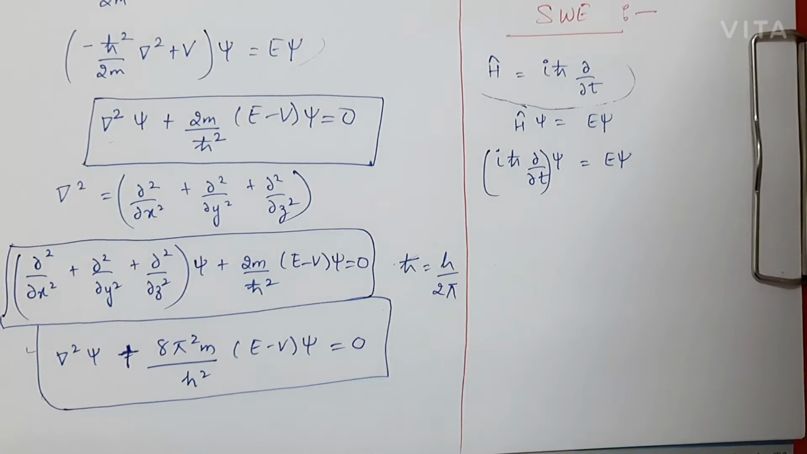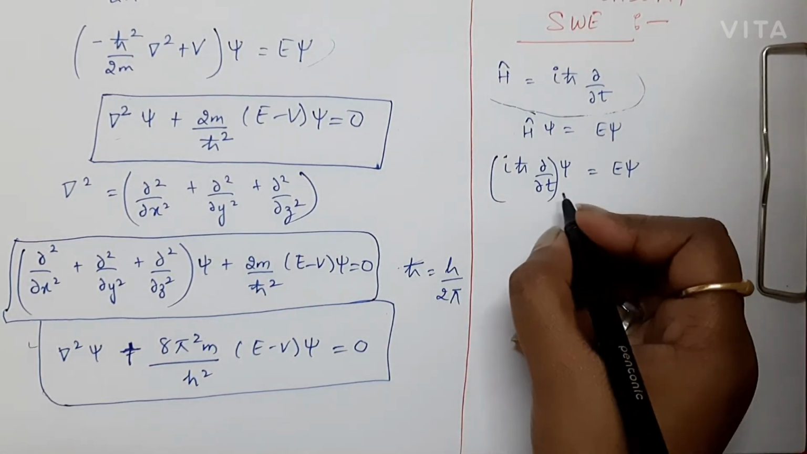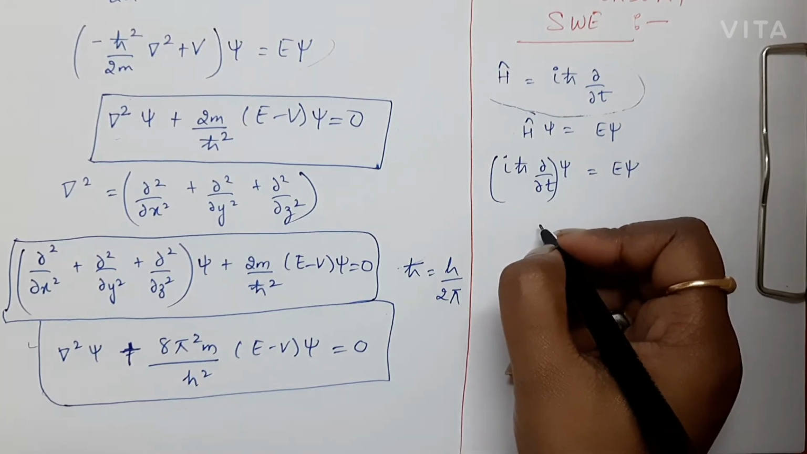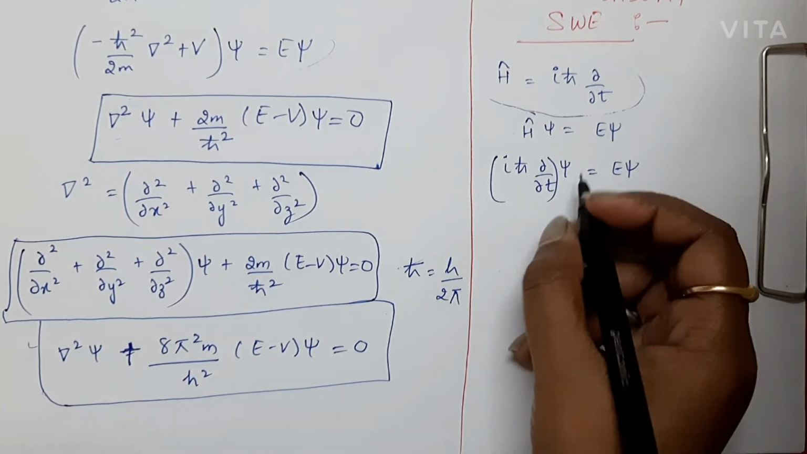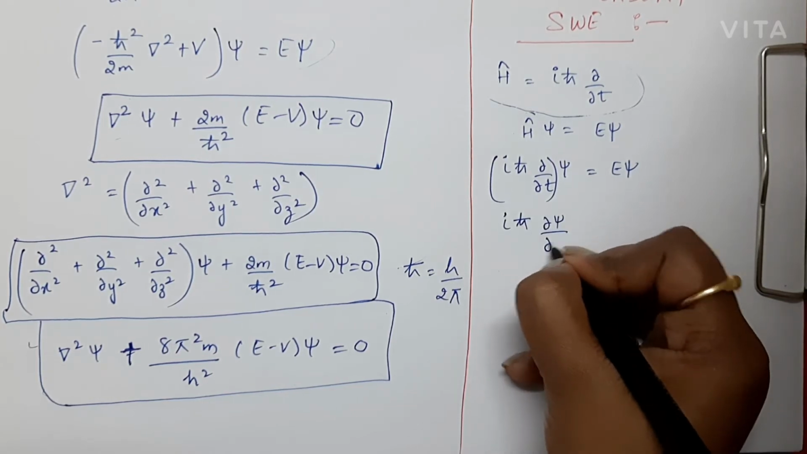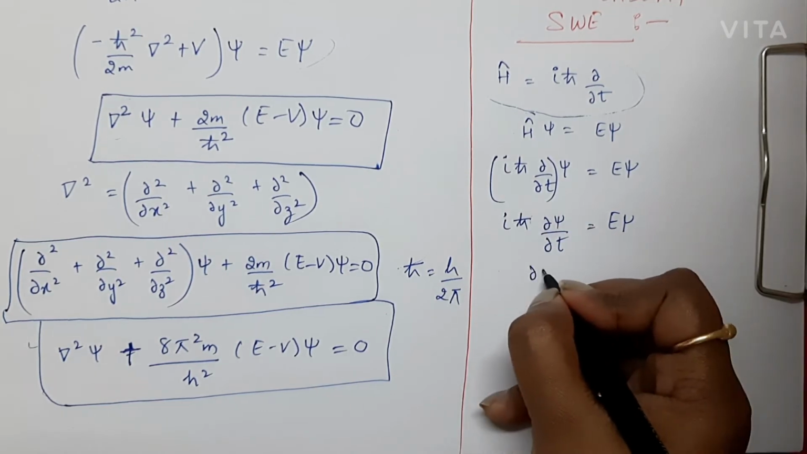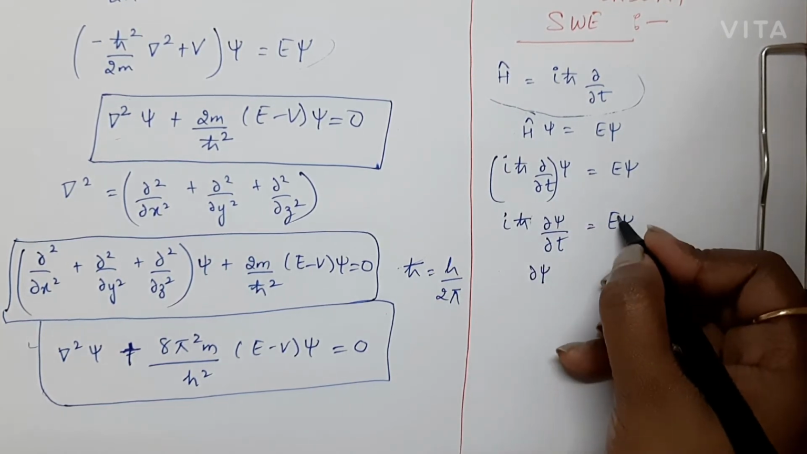Now what I'm going to do is I need to do some rearrangements. Now it will be i h cross del psi by del t equals E psi. Now I will take this del psi to the left hand side.